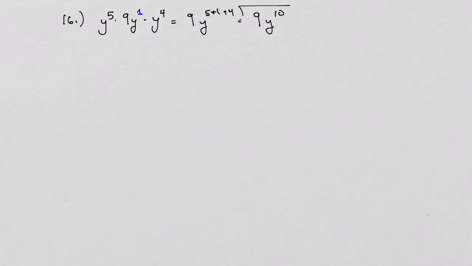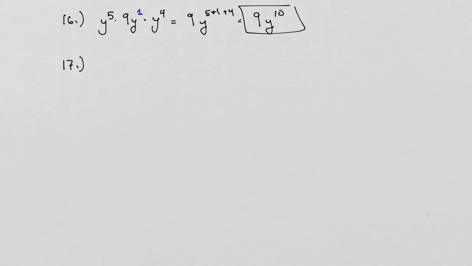16 is y to the fifth times 9y times y to the fourth. So if you feel comfortable writing the answer right away, go right ahead, but I'm going to do a little extra. The only coefficient is this 9, so that's there, and then we have y to the 5, and then remember there's a hidden 1 on this y term in the middle. So it's going to be 5 plus 1 plus 4, which is 9y to the 10th. And because that's a positive exponent, we're happy with it and we can leave it alone.